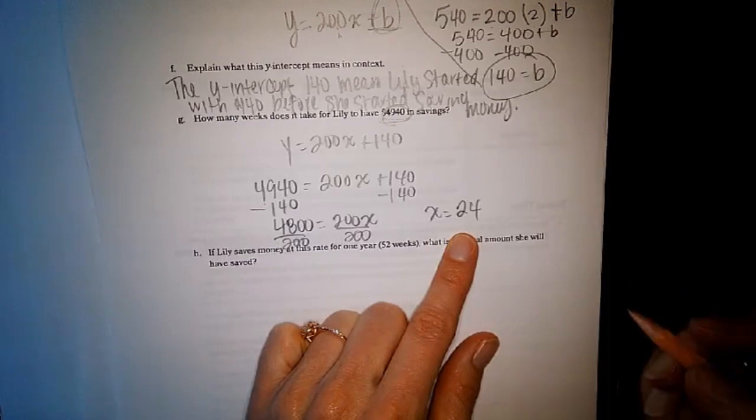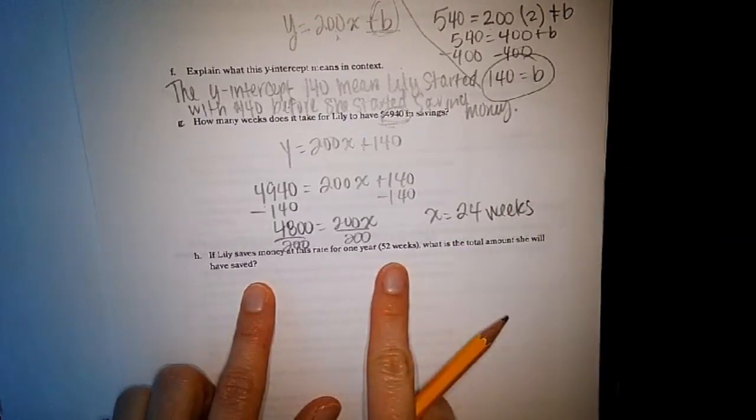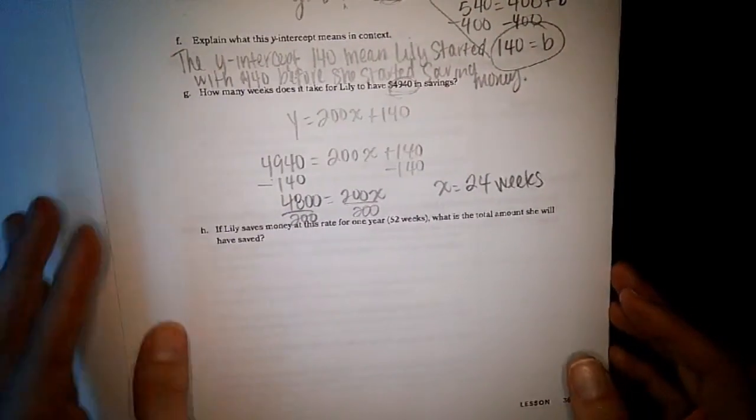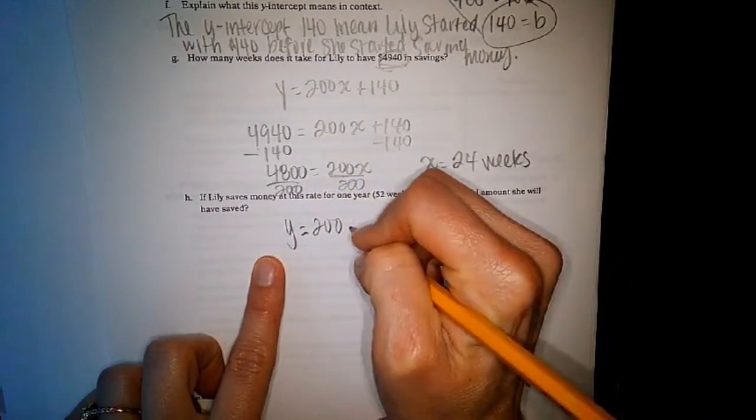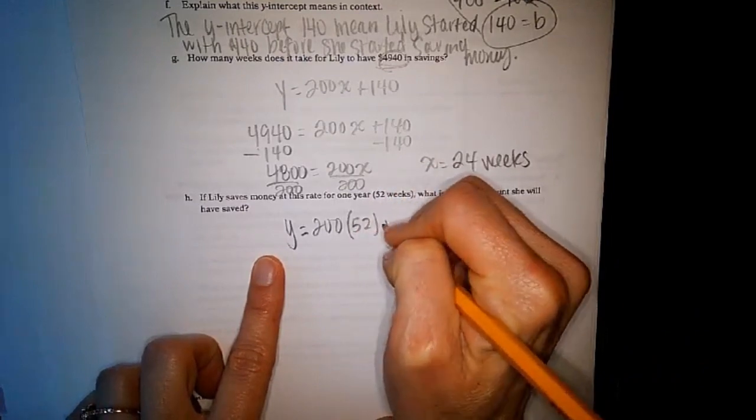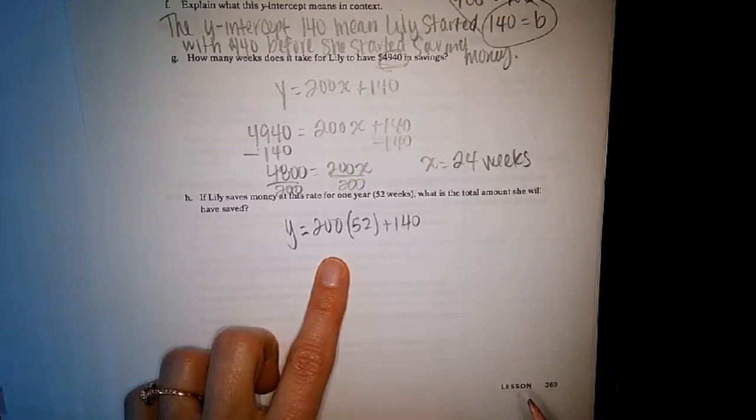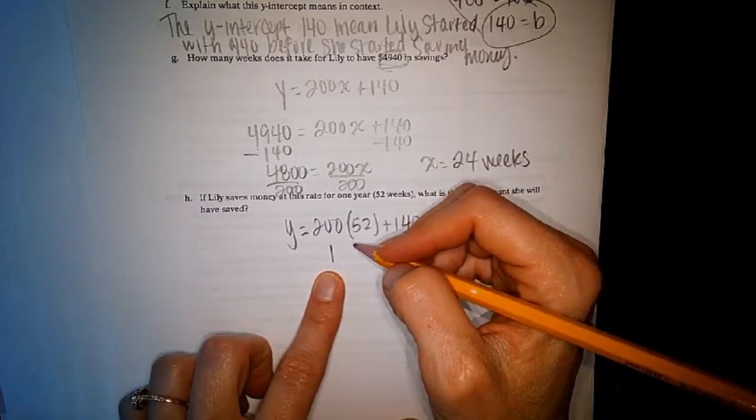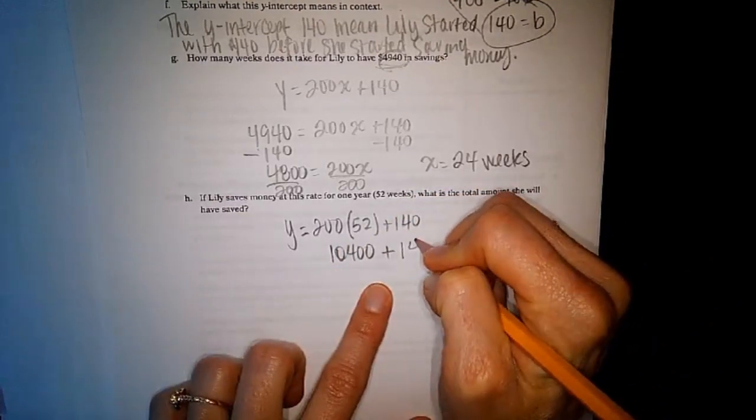Okay, if Lily saves money at this rate for 52 weeks, what's the total amount that she's going to save? So, did y'all do this one yet? Yes? Okay, so y equals 200 times 52 plus 140. What's 200 times 52? 10,400. And then we added the 140, so the value of y equals what now?